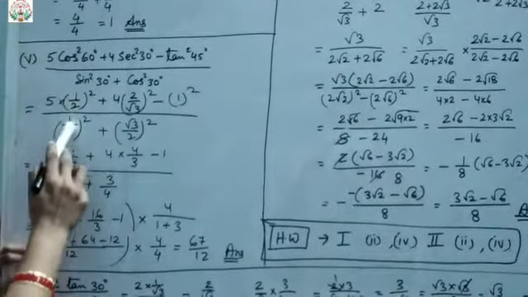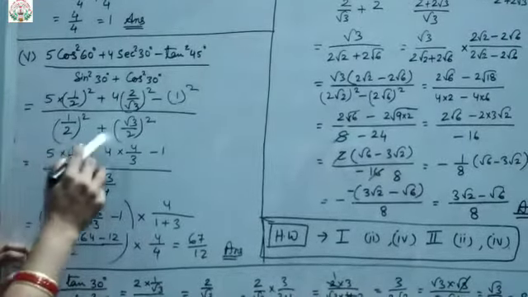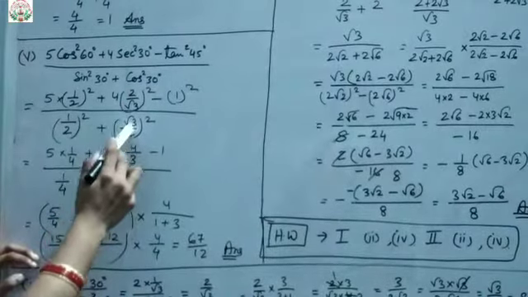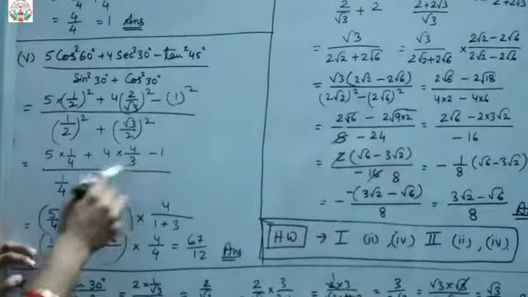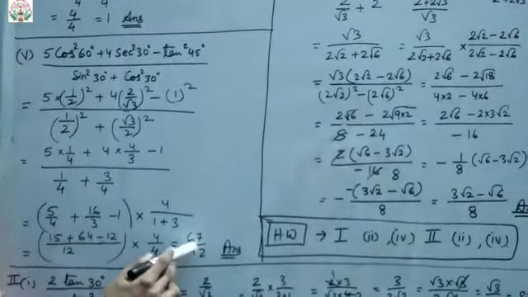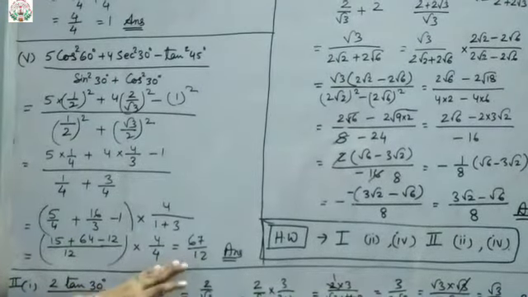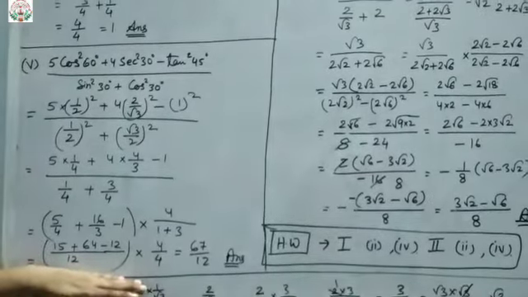Same you will be getting. Sin square 30 value you know, 1 upon 2 whole square, plus cos 30 value is root 3 upon 2 whole square. Square it and simplify, what will you get? You will see that it is 67 upon 12. So that will be the answer. This is the end of part 1.